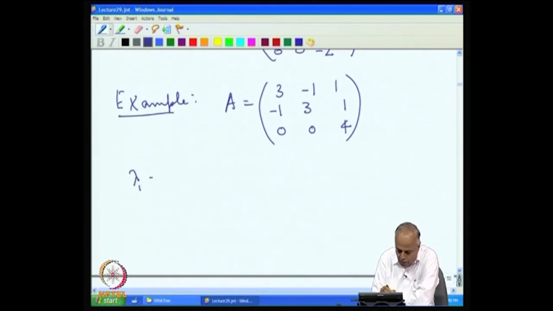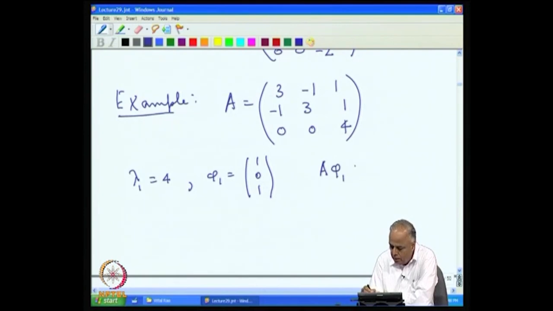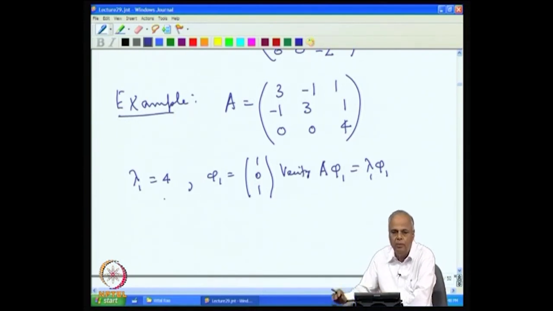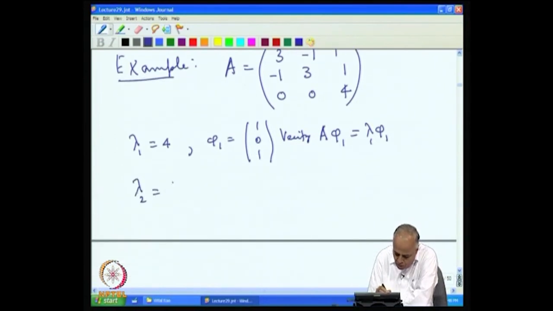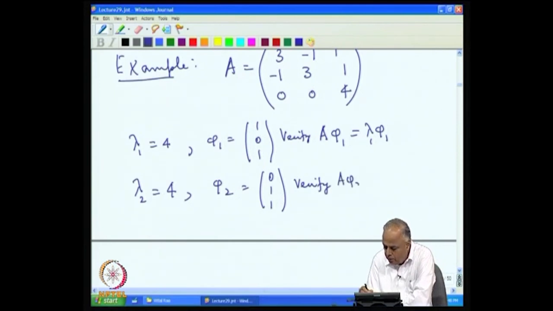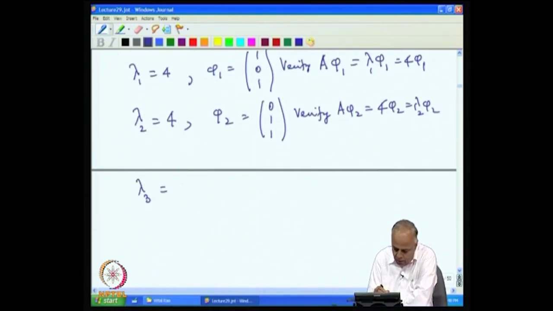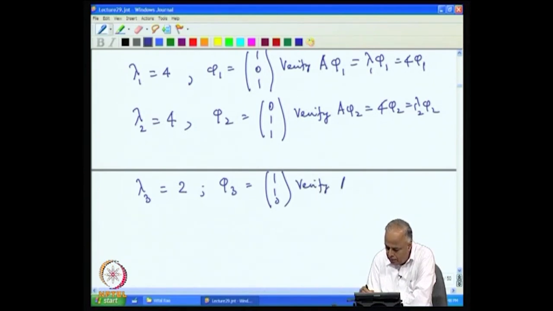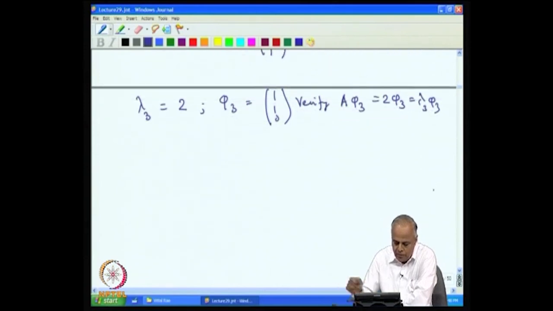Now, if we take lambda 1 equal to 4 and phi 1 equal to 1 0 1, we can easily verify that A phi 1 is lambda 1 phi 1. Just multiply the matrix A with this vector, you will get 4 times phi 1. Similarly, if we take lambda 2 also as 4 and phi 2 as 0 1 1, we can verify A phi 2 is again 4 phi 2, which is now lambda 2 phi 2. And finally, if we take lambda 3 equal to 2 and phi 3 is equal to 1 1 0, we can verify with that matrix A multiplying phi 3 gives us exactly 2 phi 3, which is lambda 3 phi 3.